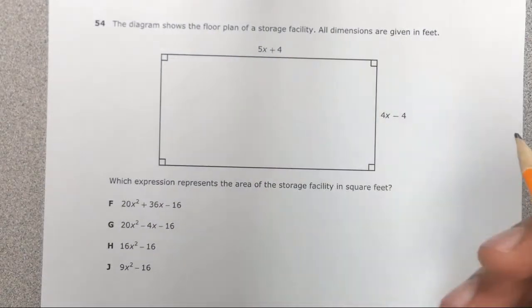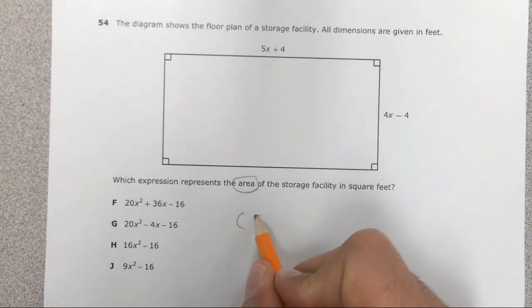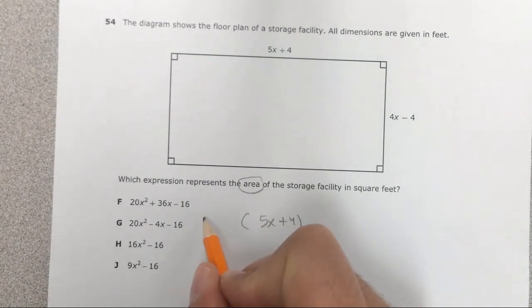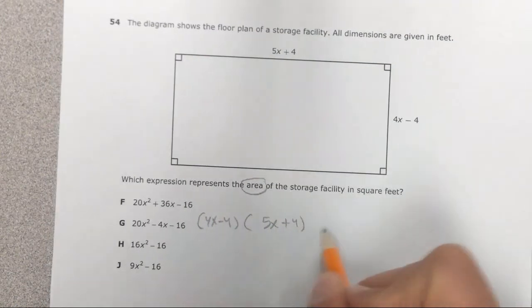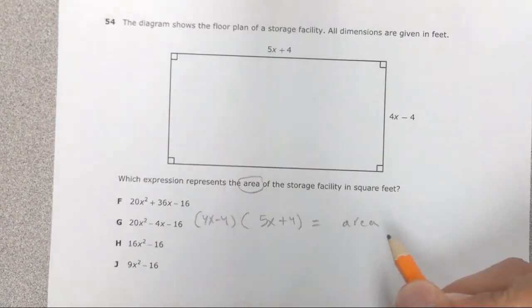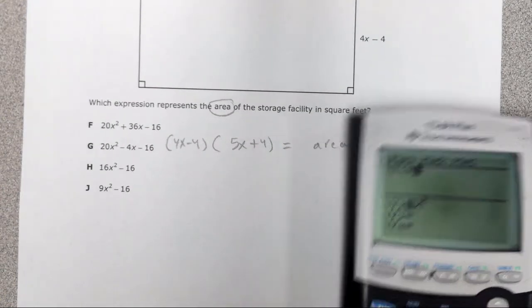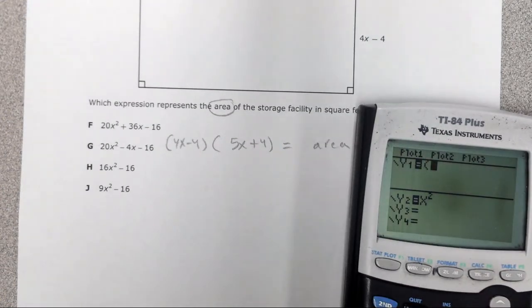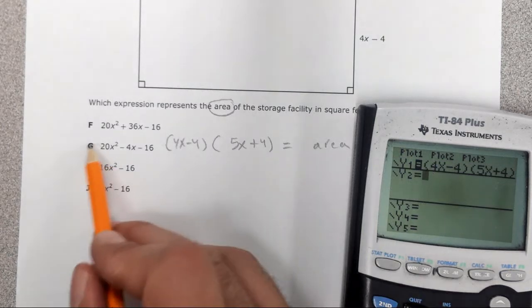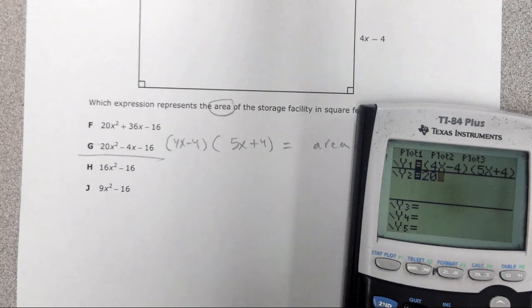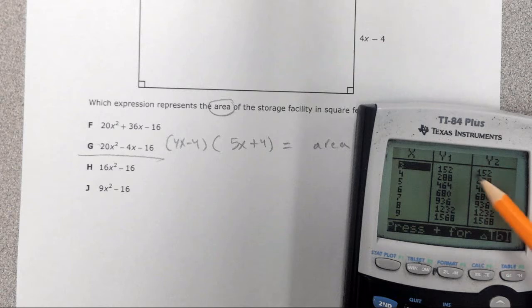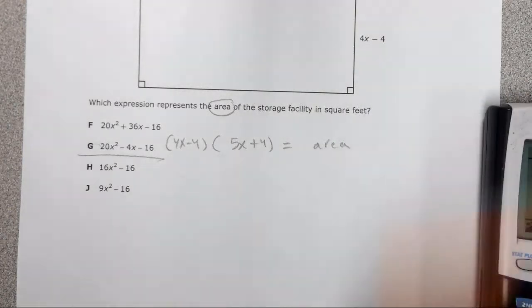Last one is number 54. It asks for the area. The area is whenever you take the length, which is 4x minus 4, times the width, equals the area. So again, what we're going to do, that looks like something we can plug into your calculator. Open parentheses, 4x minus 4, 5x plus 4. And we're going to take a look at the answer choices. Let's try this one real quick. 20x squared minus 4x minus 16. And let's see if they're equivalent to each other. And they are. The answer is G.